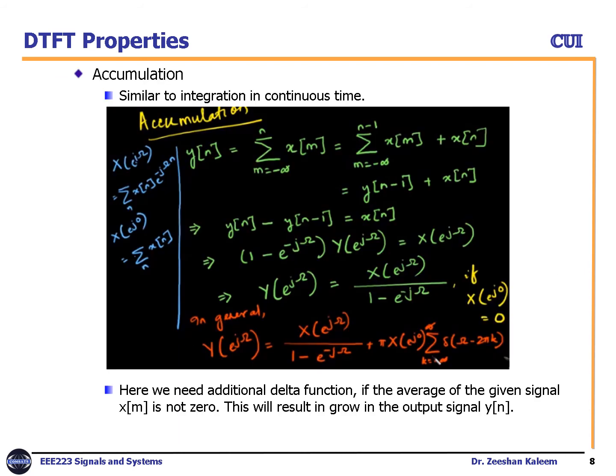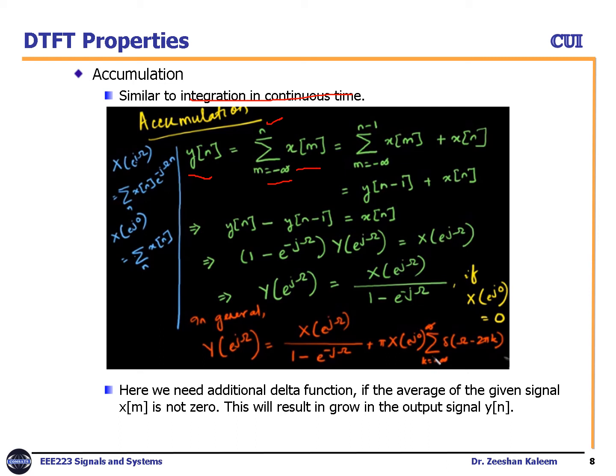The other property is accumulation. Accumulation is similar to integration in continuous time. Okay, let's see how it looks. Accumulation means that you have to add the signal at different times in discrete time. For example, accumulation y[n] equals the summation for m from minus infinity to n of x[m].